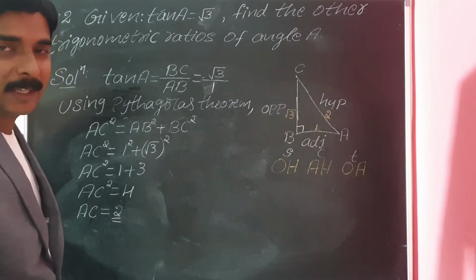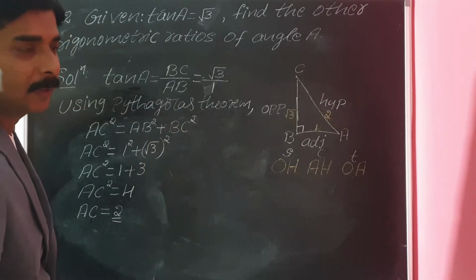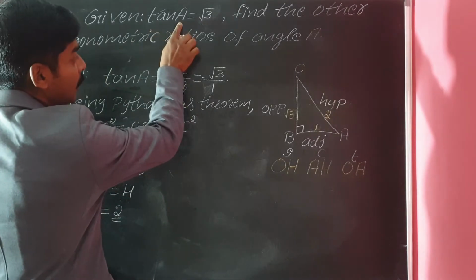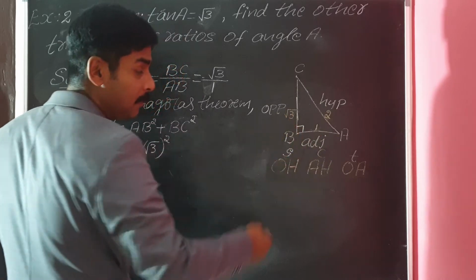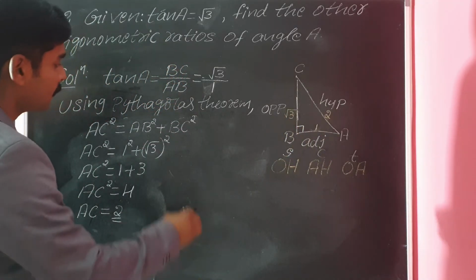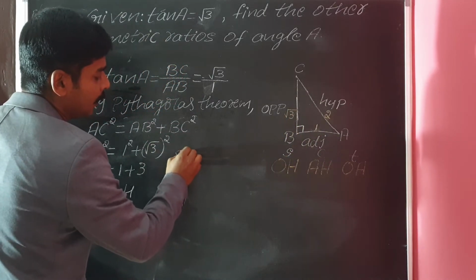Now once you know all the three sides of a right angle triangle, you can write the other trigonometric ratios of angle A. Okay, if they have given tan C, then you must write with respect to C. Then with respect to C, this side will become opposite and this will become adjacent. That's all.